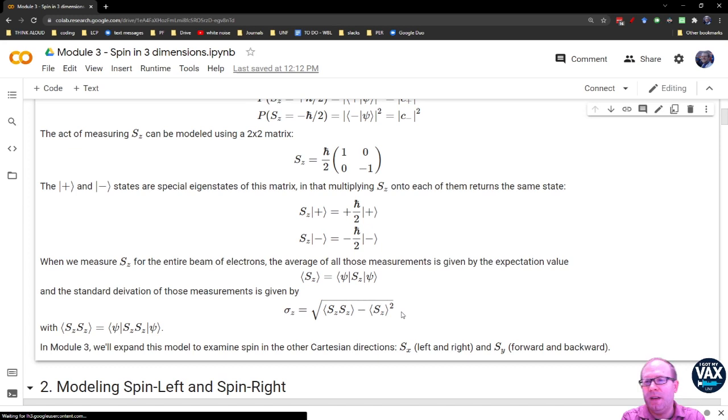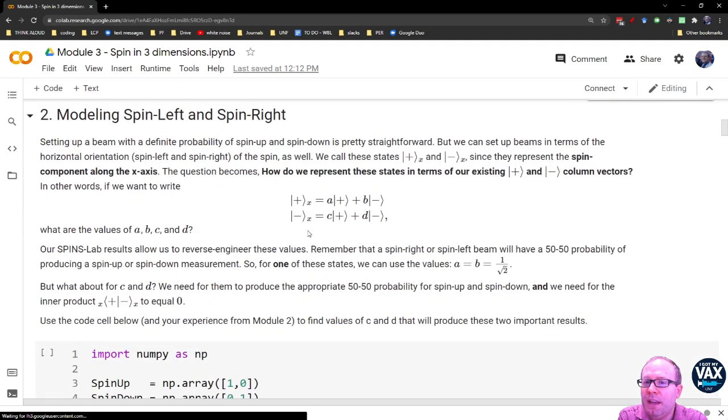The actual act of measuring along the SZ axis can be modeled using this 2x2 matrix, which you then multiply onto the two states, plus or minus, spin up or spin down. And that really contains everything you need in the model in order to understand or predict what's going on in one of these Stern-Gerlach experiments. And so what we're doing in this module is extending this to the x direction and the y direction as well. We start out with the x direction.